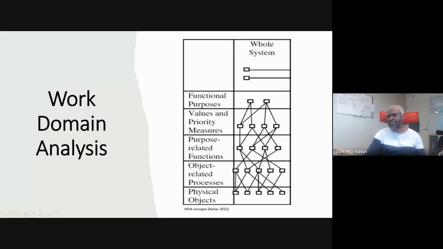The first one is functional purposes. So if you have to look at any type of work, if we're talking about safety work, you look at what is the functional purpose? What do I want to achieve? As I mentioned earlier, what values and priorities do I want in this work? What are the purpose-related functions? What are the objects, the physical things that you need for that work to be done? Are there special tools you need? And if you need tools, that's a physical object. But what processes are you going to have to use that tool for?